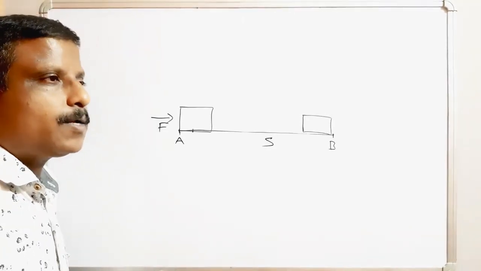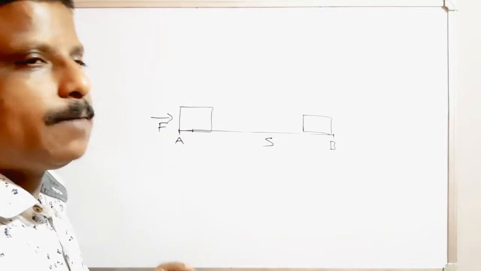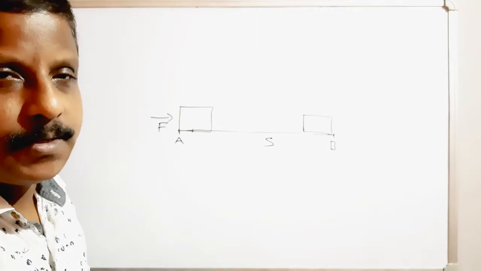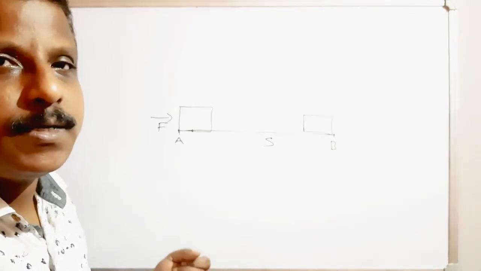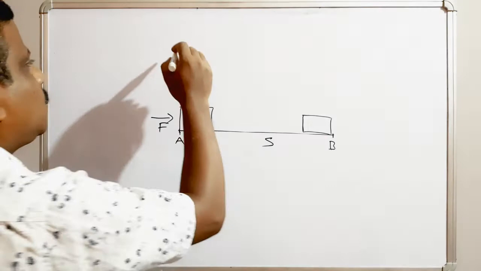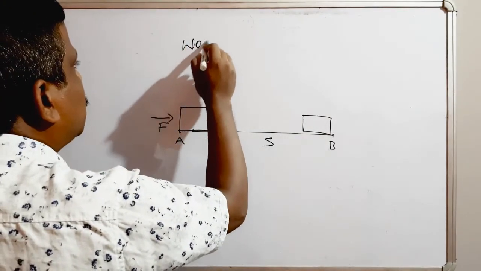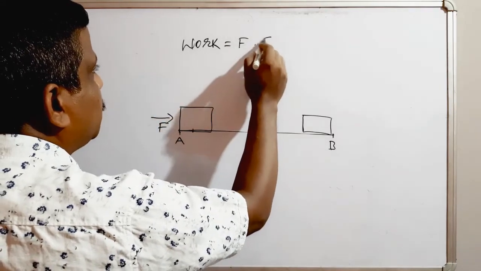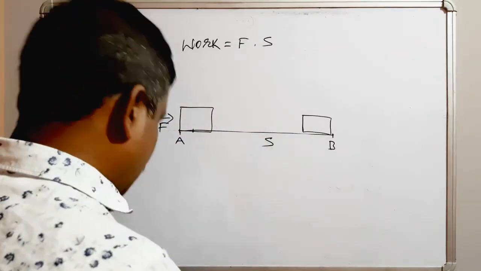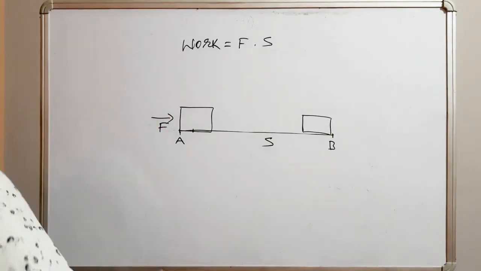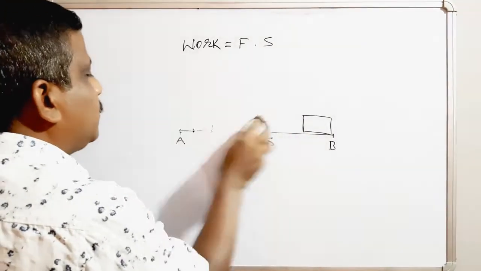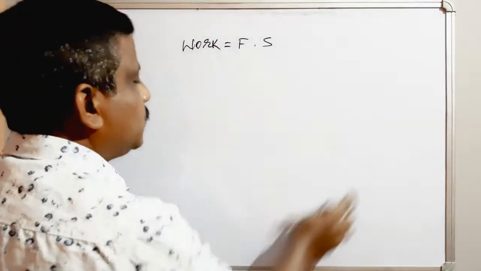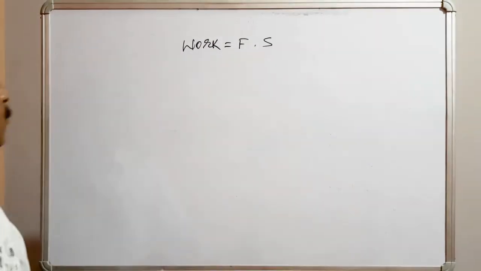So what do you mean by work? Work means when force is applied and the body displaces in the direction of the force applied, then we can say work is said to be done. So work is equal to force, let it be F, into displacement, let it be S. Clear? Suppose the force is applied here. You see another case. This is the first case. This formula you know from class 7 also.